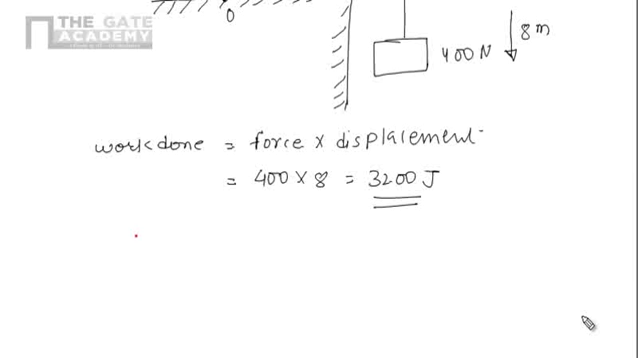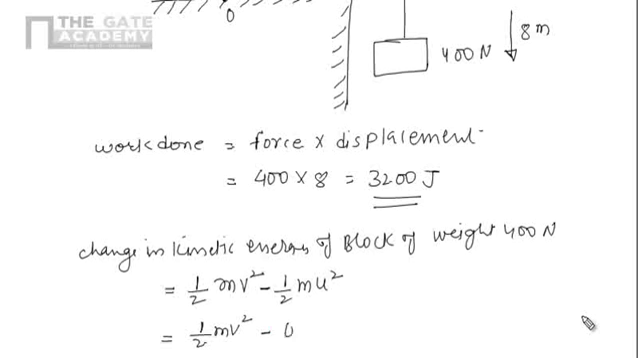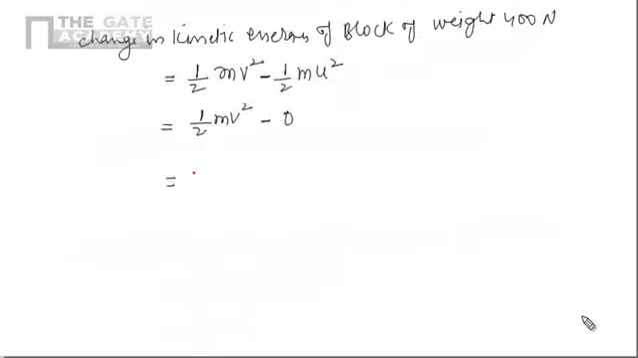Now we have to find out the change in kinetic energy. So one by one I will find the change in kinetic energy of the block of weight 400 Newton. So here I can write 1 by 2 m v square, that is final kinetic energy, minus 1 by 2 m u square, that is initial kinetic energy. And in the problem it is mentioned the initial kinetic energy is 0 because it is starting from rest. So now we are having 1 by 2 into m. The weight is given 400, so m is 400 divided by 9.81, and we can write v square. So this one is the change in kinetic energy of the block of weight 400 Newton.